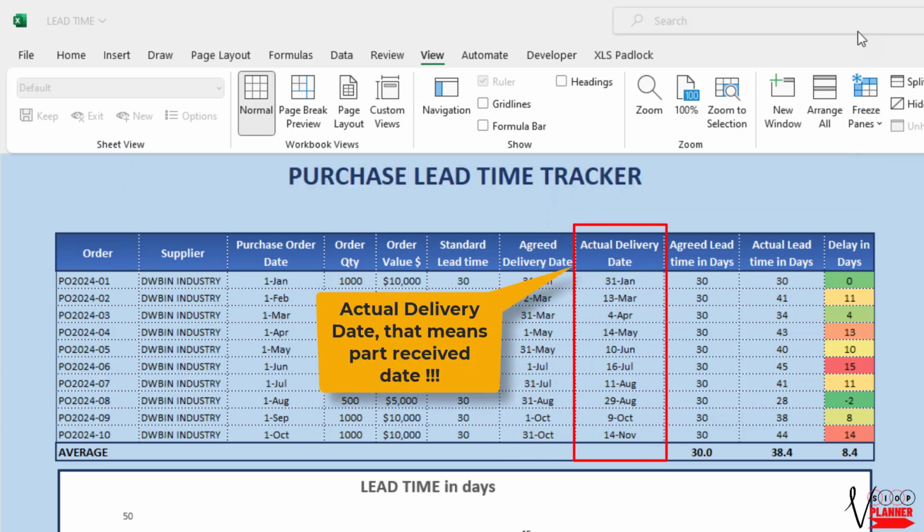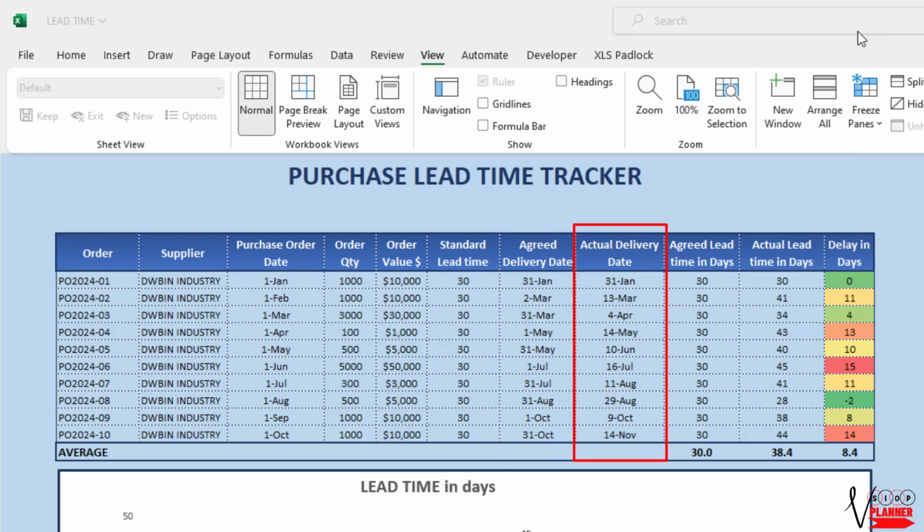Next, we have the actual delivery date. This is when we actually received the parts. There can be a difference between the agreed and actual delivery dates, which is crucial for our analysis.